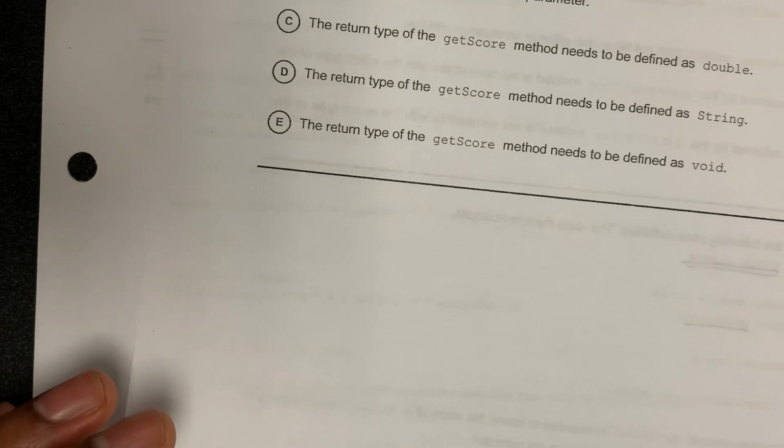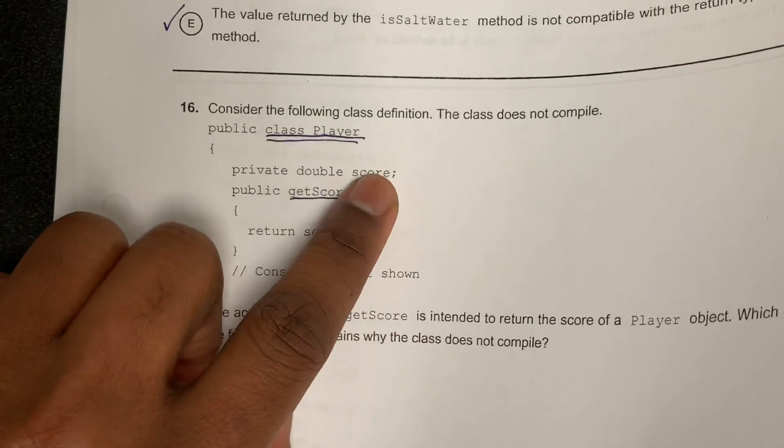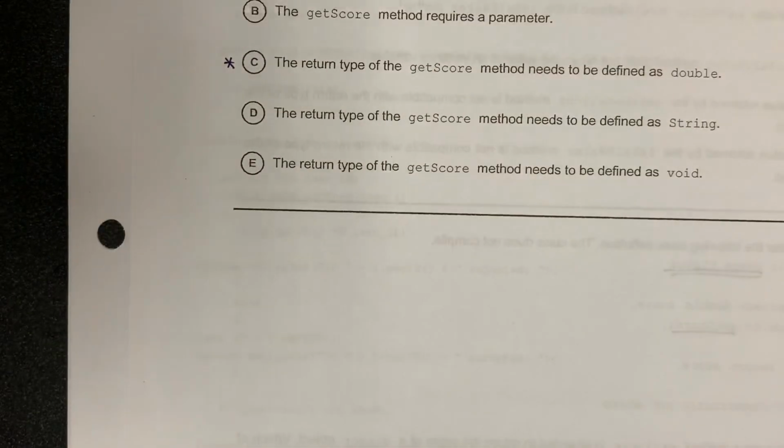Whatever option choice that is, that's going to be it. So score is a double, so our method needs to return a double type.